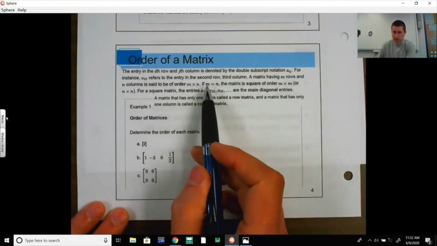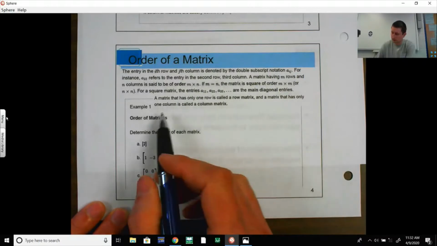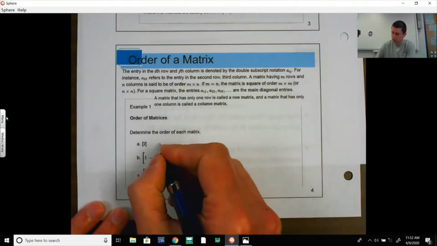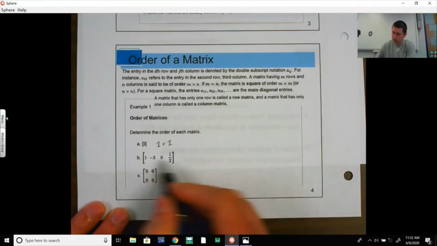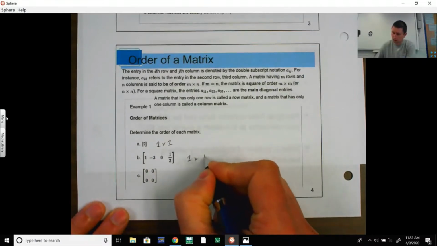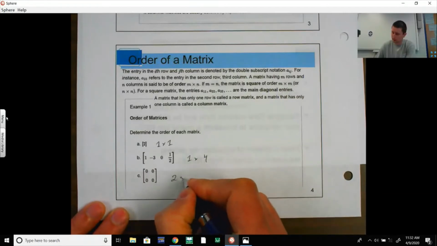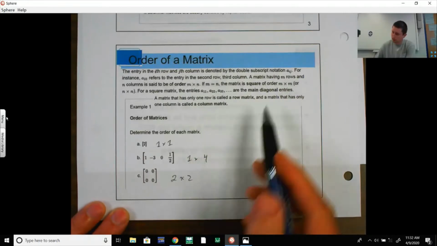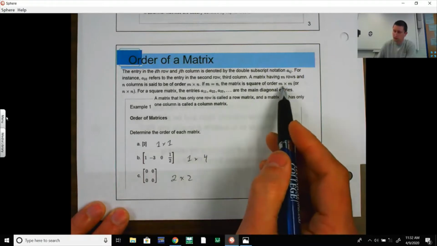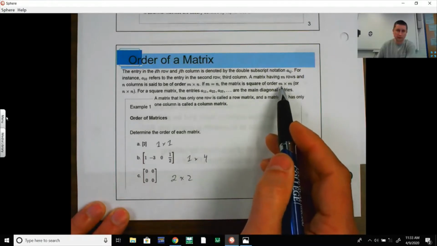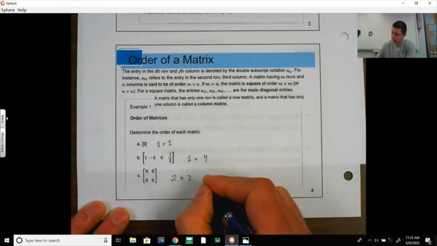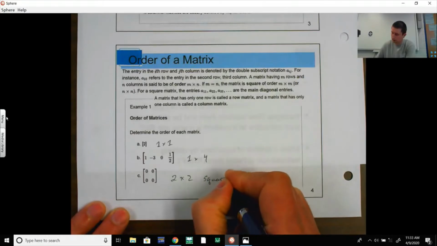So a few terminology things here. If they say determine the order of the matrix, we'd say it is a 1 by 1. This one would have 1 row and 4 columns, so it's a 1 by 4. The order is 1 by 4. This is a 2 by 2. Okay? A few other things. A square matrix is when m and n are the same. So the same number of rows, same number of columns. So this down here would be an example of a square matrix.